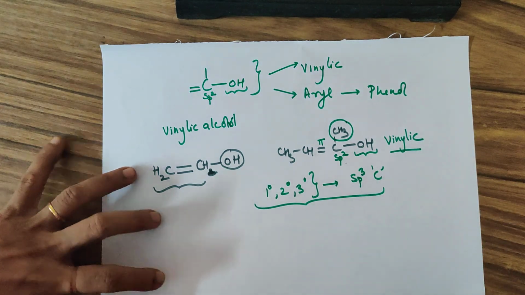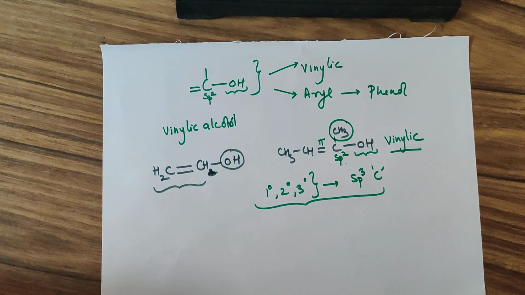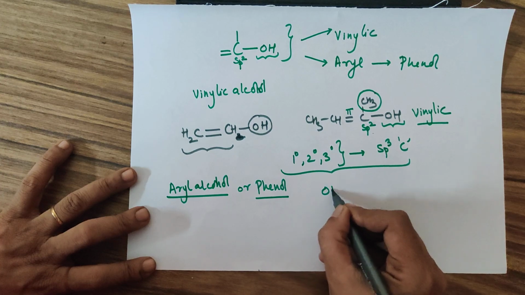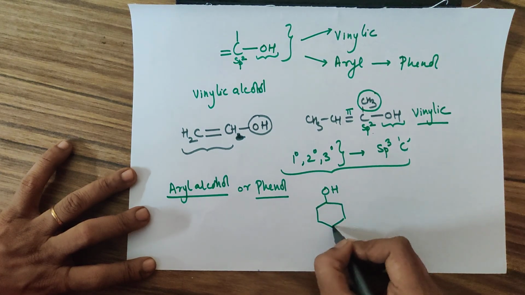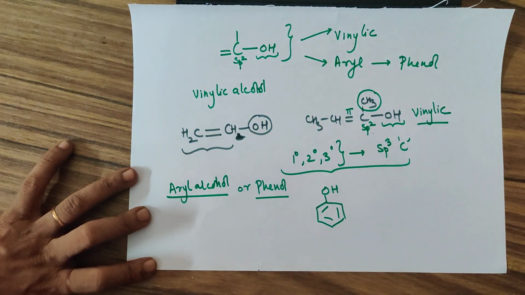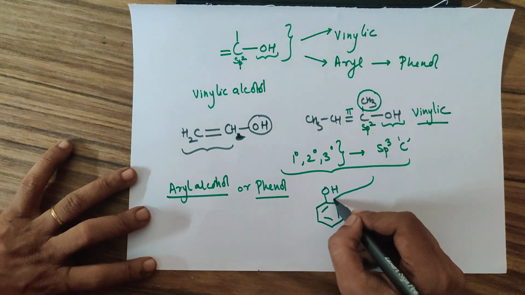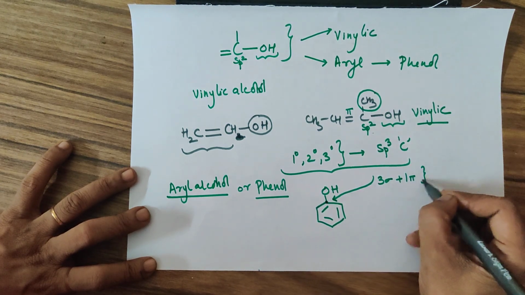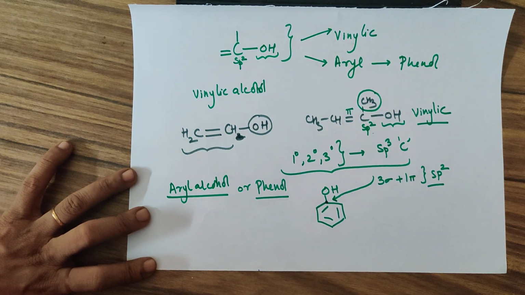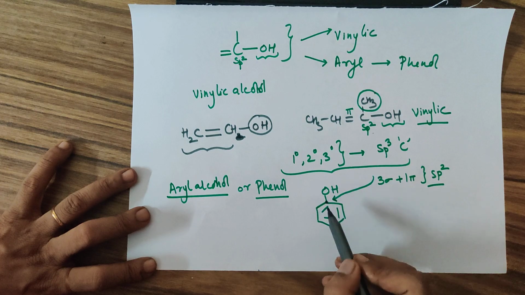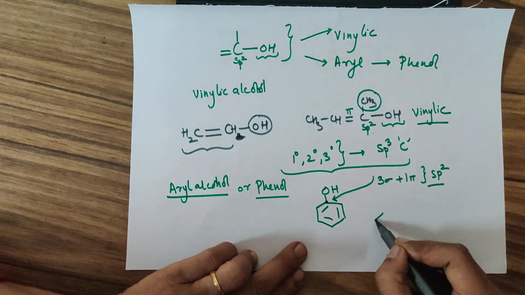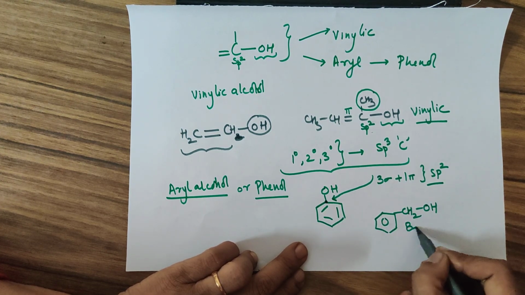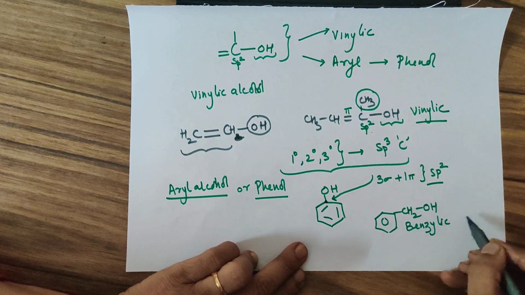Fine. The second category under this particular classification is an aryl alcohol or phenol, where the OH group is directly bonded to the benzene ring. Such a compound is called an aryl alcohol. Have a close look at this particular carbon. As you can see, it has 3 sigma and 1 pi, so it falls under the category of sp2 hybridization. So when the OH is directly bonded to benzene, it is called phenol. But if the OH is not bonded directly to benzene, and is bonded like this, then it is called benzylic alcohol.